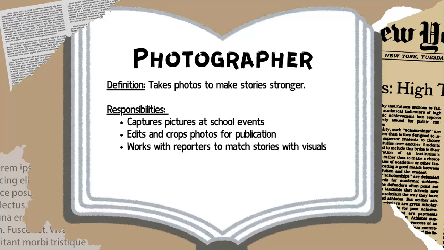Your responsibilities as a photographer are to get pictures at school events. For example, maybe you've signed up to cover a pep rally. Obviously, when you go to the pep rally, you need to take pictures. You might be responsible for editing pictures. Maybe you took a picture that was a little bit dark and it needs to be lighter. Maybe you need to crop a picture because you're only focused on one specific person and there's 10 people in the background. You also would be working with reporters to make sure that any pictures that you take match with what they're putting in their article. Please make sure that you copy everything on this slide and then you can move on.